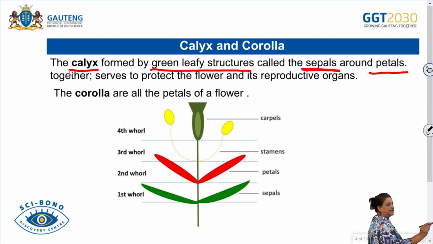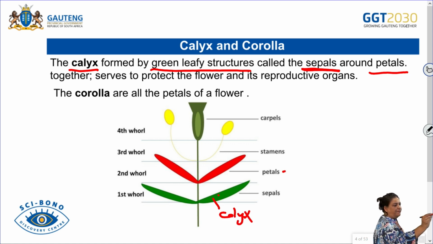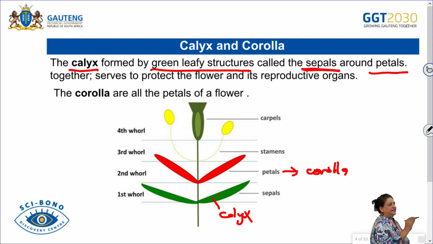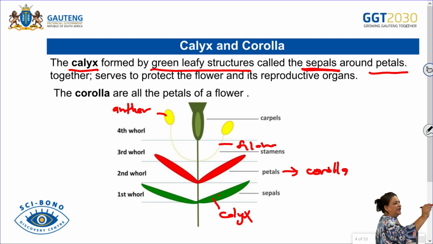So here you have your sepals, and this whorl here is actually what? Forming part of your calyx. So your sepals form the calyx, and your petals form your what? Corolla. Okay? And here you've got your anther. Remember your anther? And here you have your filament. And together, what do they form? Your androecium or your stamen. Another word for stamen is your androecium.